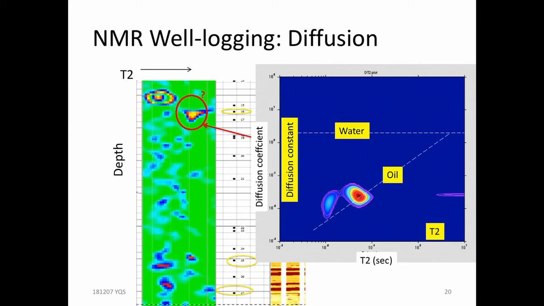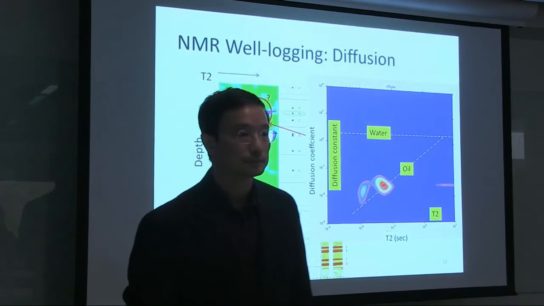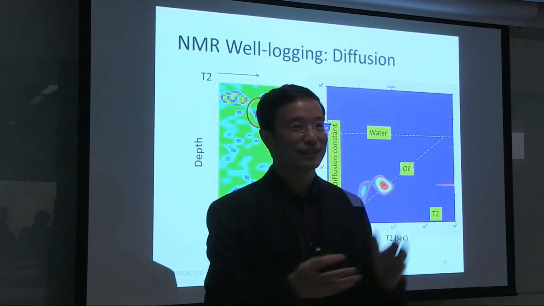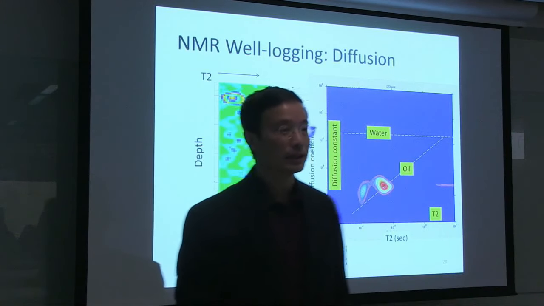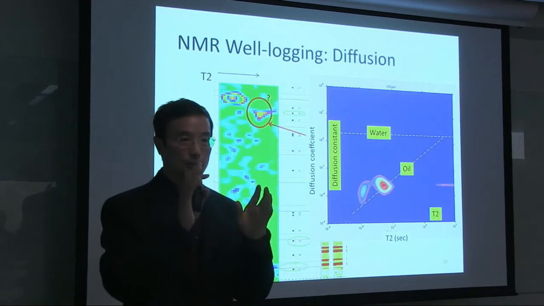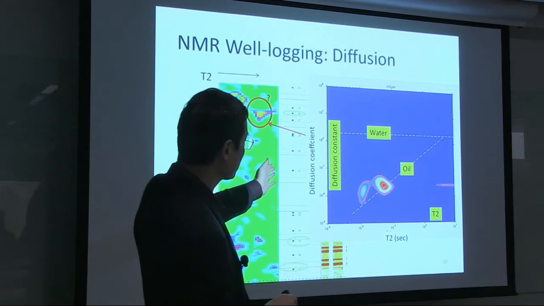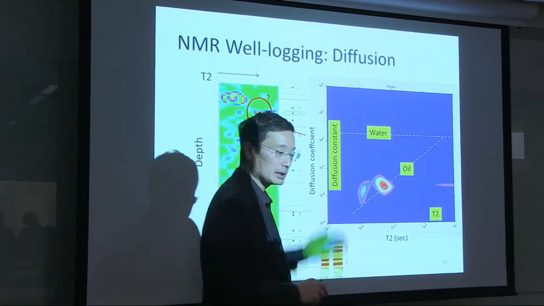Sorry, if you have multiple peaks in the intensity, does that imply a mixture of fluids? You can, yeah. A mixture of fluids or a range of pore sizes, right? So you always have this ambiguity. From that T2 measurement by itself, you wouldn't be able to tell. So that's why we are doing this type of experiment.